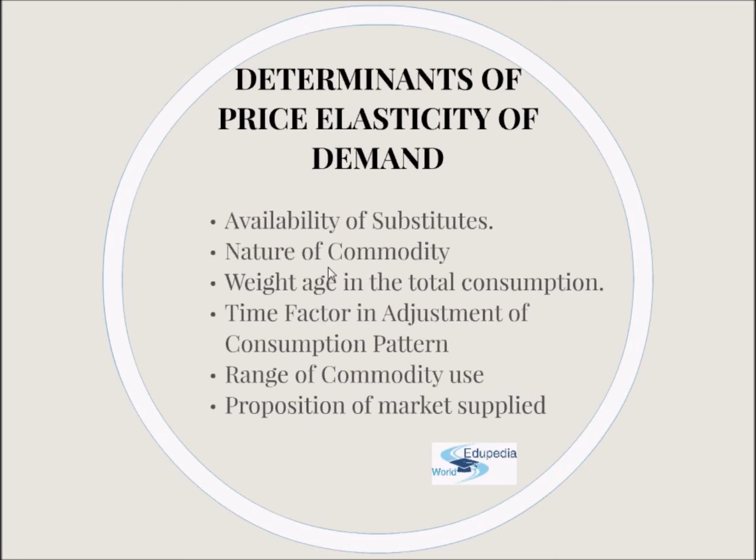Therefore, the elasticity also depends upon the nature of the commodity. The next determinant is weightage in the total consumption. Now, what does this mean? It means that if the proportion of the total income spent on a commodity is large, its demand will be more elastic. On the other hand, if the proportion of the total income spent on a commodity is small, its demand will be inelastic. For example, we can take salt, sugar, matchboxes, books, pens.